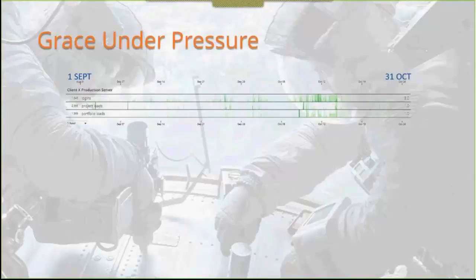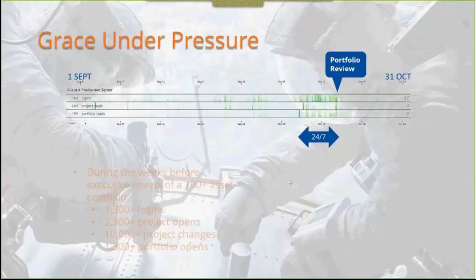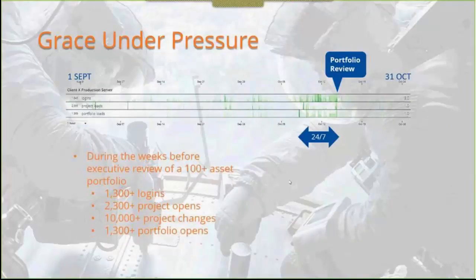So you can see here we have logins, project loads, and portfolio loads. And for the first several weeks, you see activity during each day, with the weekends being fairly clear. But as you run up to the portfolio review itself, you see activity is 24/7. And this translates into thousands of logins, multiple thousands of project opens, tens of thousands of project changes, and thousands of portfolio views as well. So there are clearly a lot of moving parts and a lot in play.